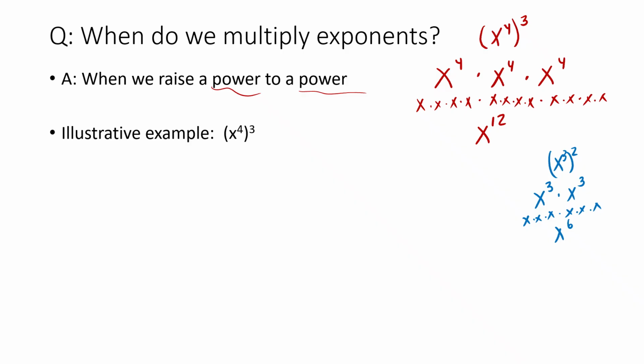The best way to learn that is by doing a bunch of expansions out so that you can see what these exponents mean and how they work. Okay, so the general rule is this: if you have x to the a raised to the b, that would be x to the a times b.